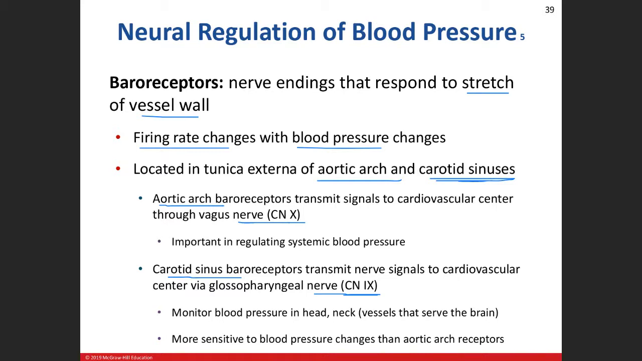Now the carotid sinus, because it's located in the neck, is going to monitor blood pressure more so in the head and neck. But the aortic arch baroreceptors, that's the blood pouring right out of the heart, first thing. So it's going to play a larger role in systemic blood pressure.